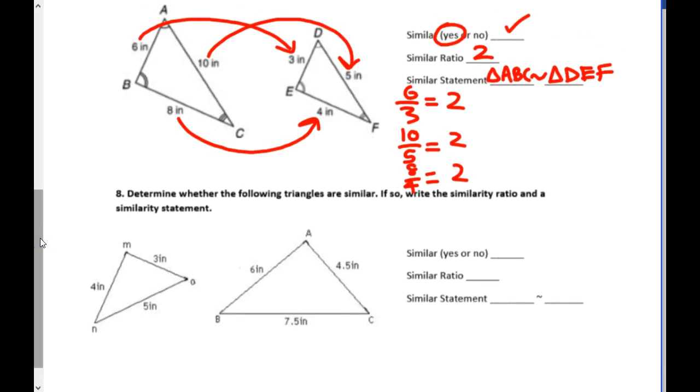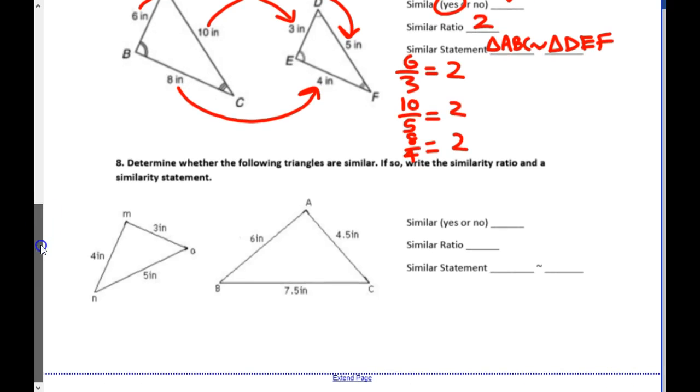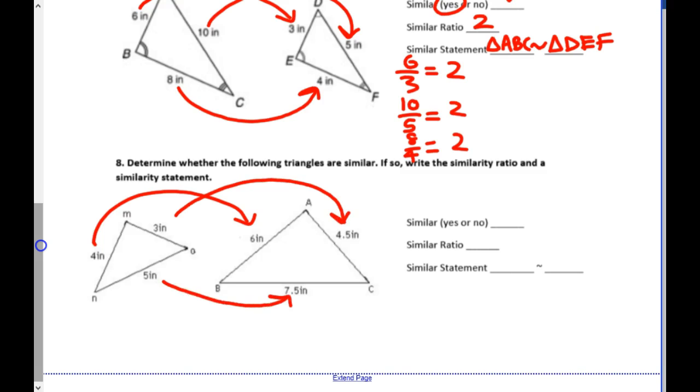Down here, now see it's been slightly rotated. Determine whether it's similar. Okay, let's do that. So 4 goes with 6, 3 goes with 4.5, 5 goes with 7.5. Alright, let's do this. So 4 over 6 is 0.6 repeating. 3 over 4.5 is also 0.6 repeating. And then 5 over 7.5 is 0.6 repeating. And all of these are the same as 2/3. So yes, the ratio is 2/3.